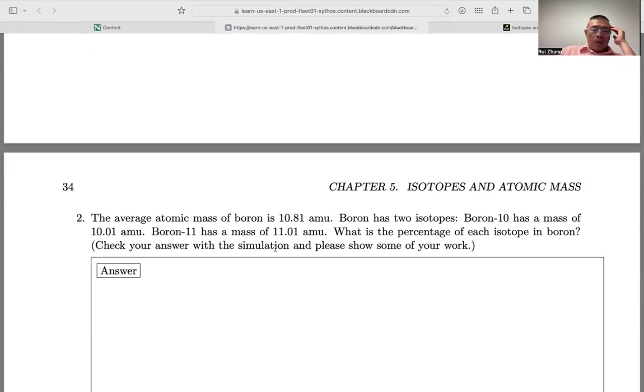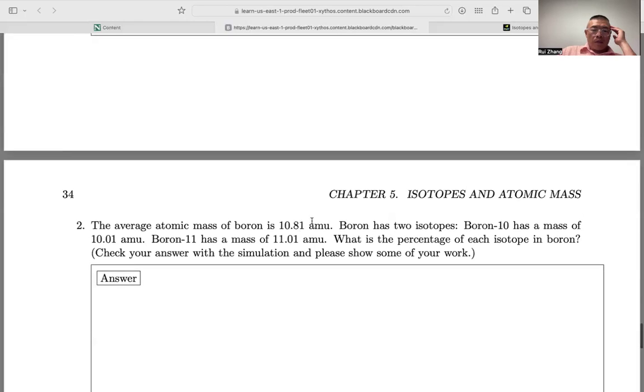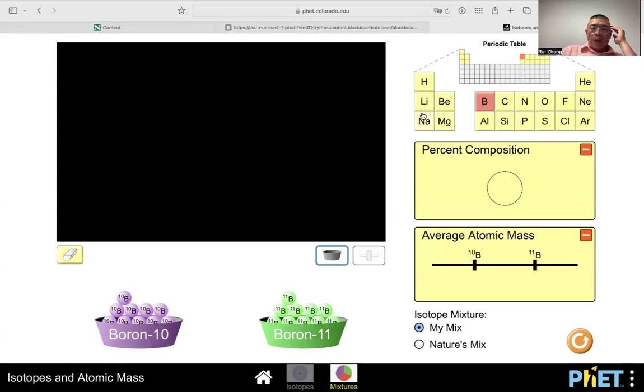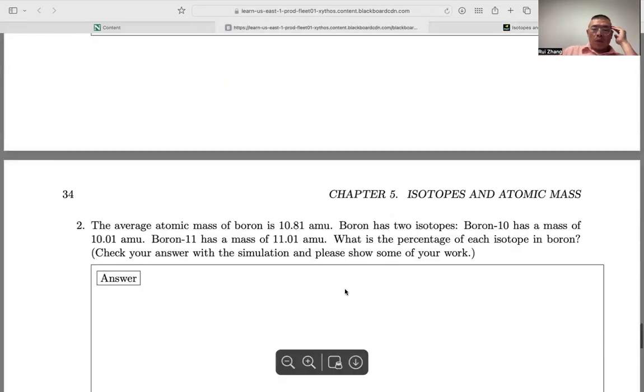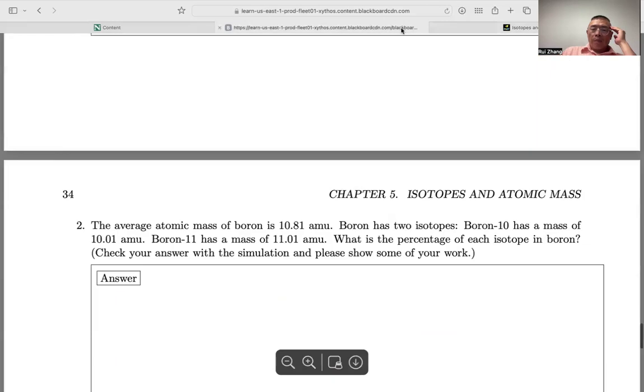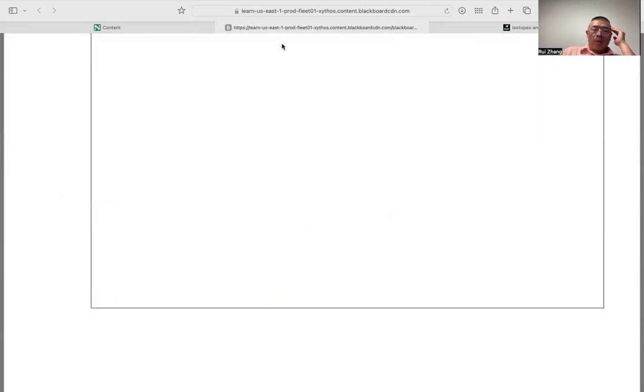This is a little more. You can use this part to help you do this. I think we don't have titanium here, but it's all up to just the first 18. But you can use the simulation to help you do number 2.